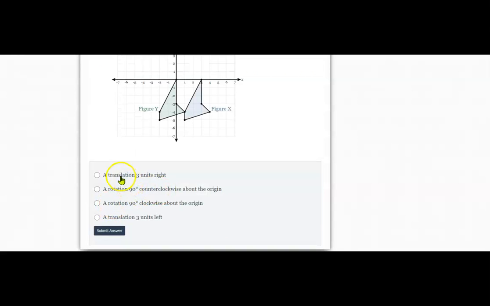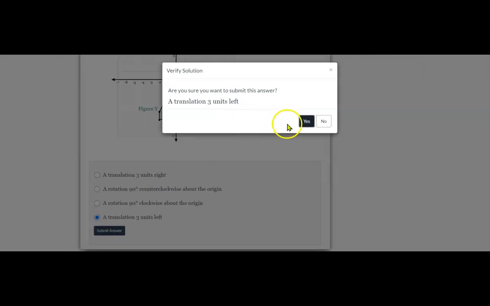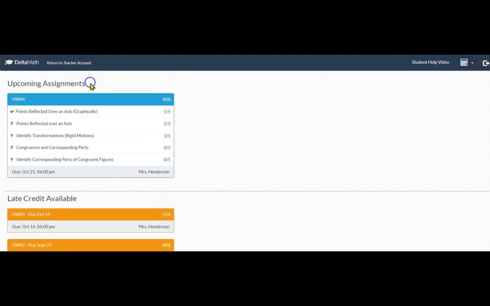The multiple choices are translation 3 units to the right. No, because the green is the second shape. It's definitely not a turn. So we went 3 to the left. So be a careful reader.